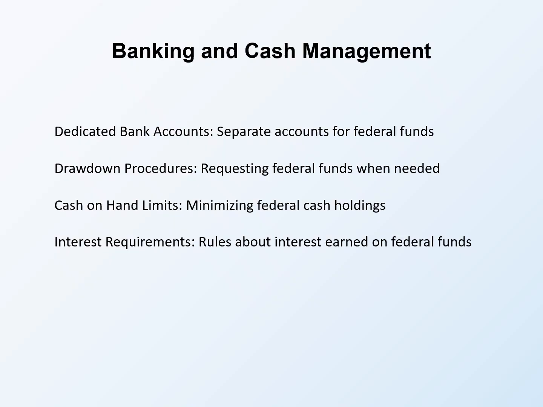Cash on hand limits require minimizing federal cash in your possession. 2 CFR 200 requires that you maintain advance payments in interest-bearing accounts and limit cash on hand to the minimum needed for immediate disbursement. Drawing down funds far in advance of need violates federal requirements.